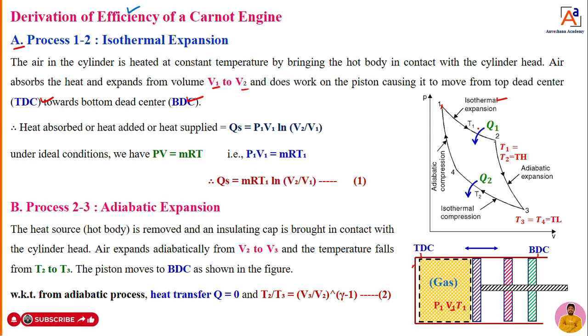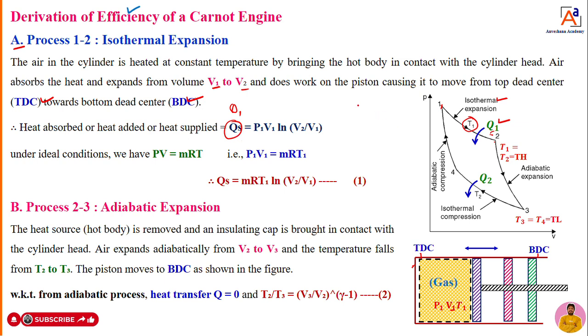That means you are going to supply heat at a constant temperature. The supplied heat is represented as Q1, the temperature is represented as T1, whereas the volume is going to increase, as we can see when the piston moves from TDC to BDC. The amount of heat supplied is represented as QS. Some authors take QS, some authors take Q1. You can take Q1 or QS, it's up to you. Here I will take QS now.